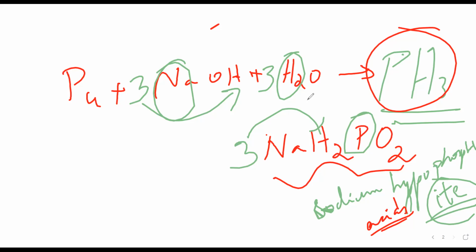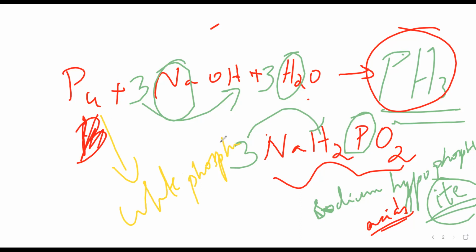So we know the compound. This is what? White phosphorus, correct? This is my white phosphorus and phosphine, white phosphorus and phosphine respectively. So the learning from this is that each and every element's properties we have to know. That's it.